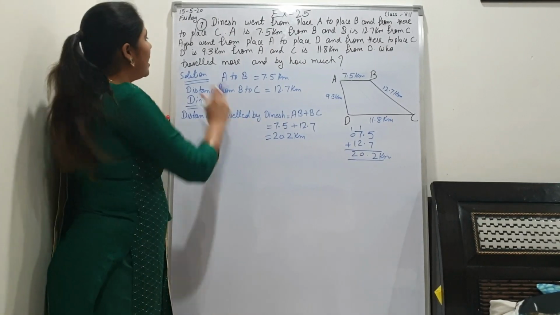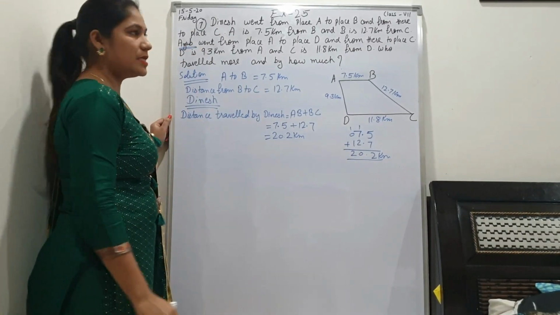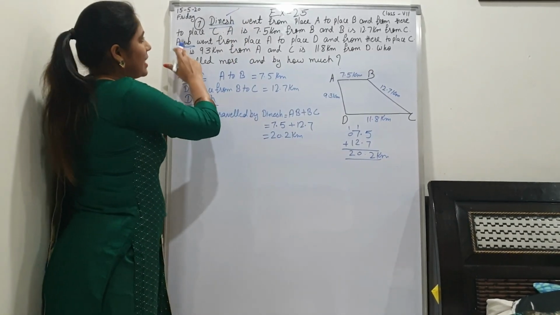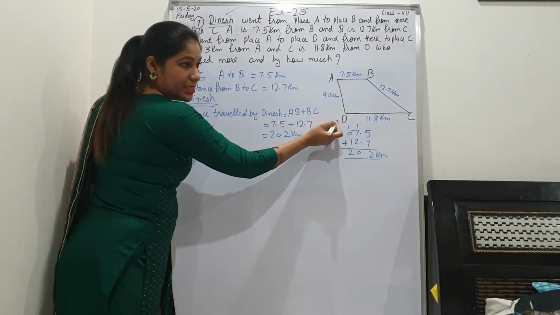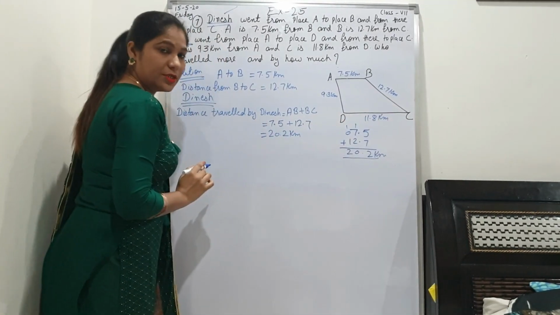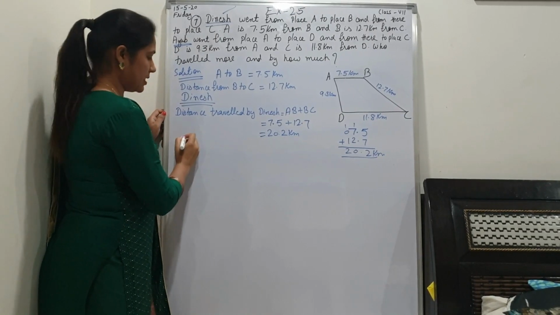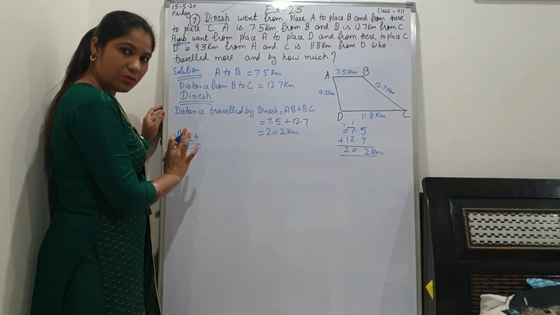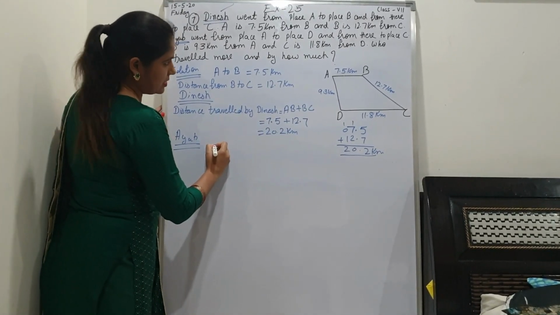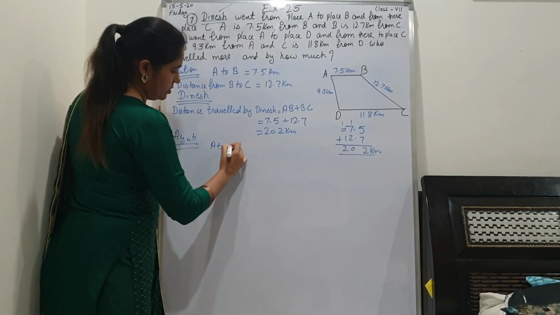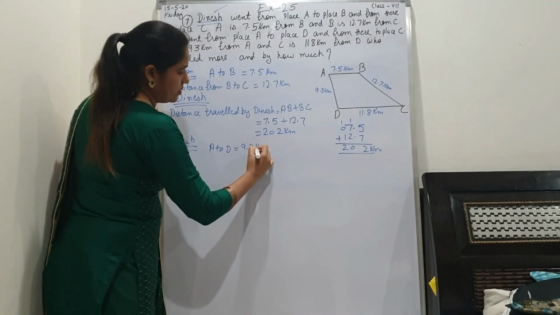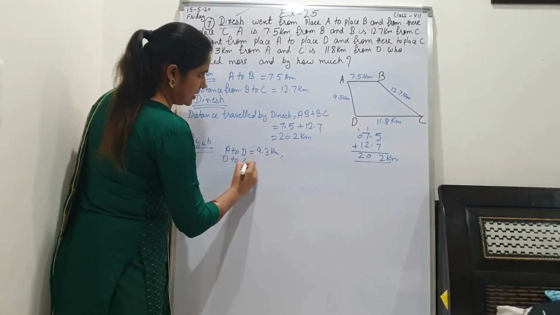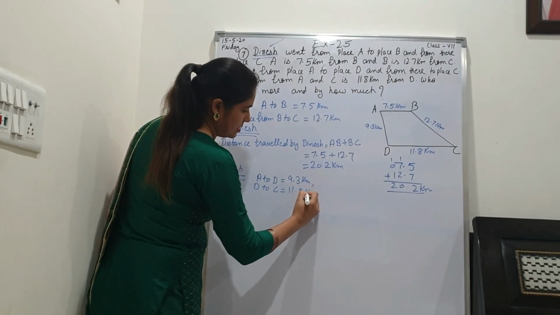Next person is Ayub. Dinesh we have done, that is 20.2. Ayub went from A to D, then he went from D to C. So we will write distance. I write here Ayub. It means everything is about Ayub. So distance, that is A to D 9.3 kilometer and D to C 11.8 kilometer.